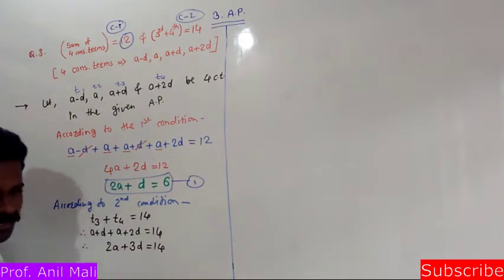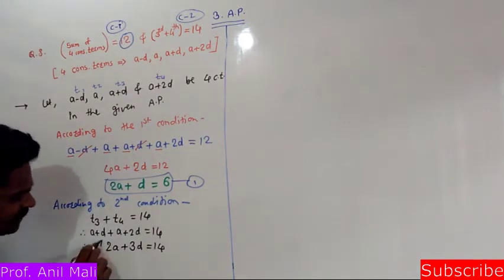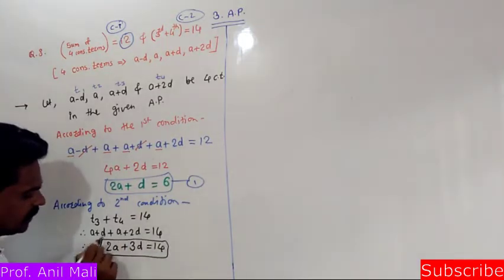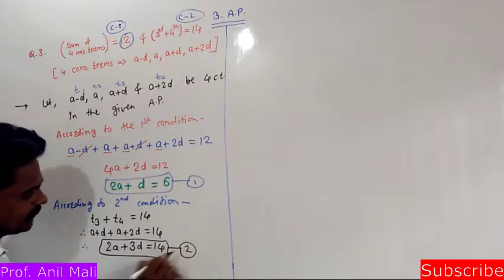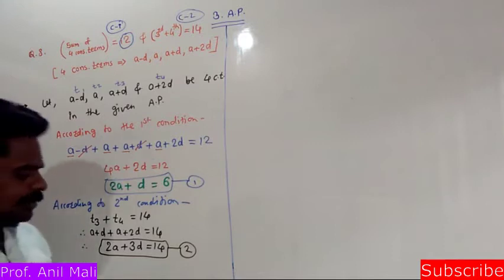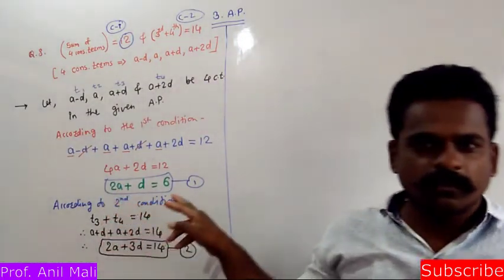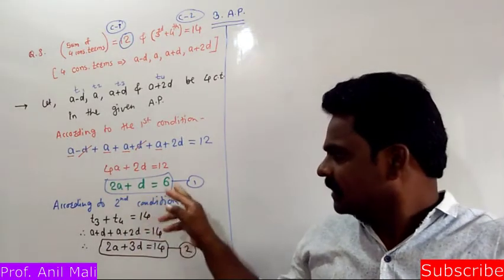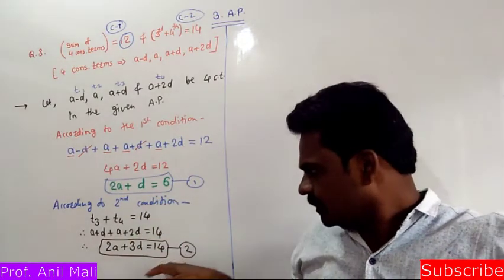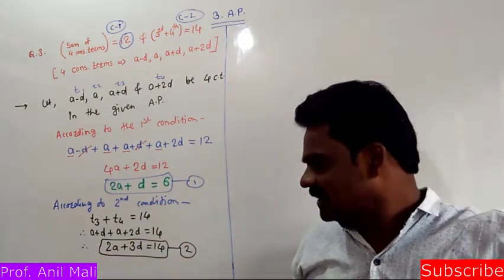Are all the terms divisible by any number or not? No, they are not divisible because 2 and 3 are prime numbers. So we will call this equation number 2. We have got in equation number 1, 2a plus d is equal to 6, and in equation number 2, 2a plus 3d is equal to 14.